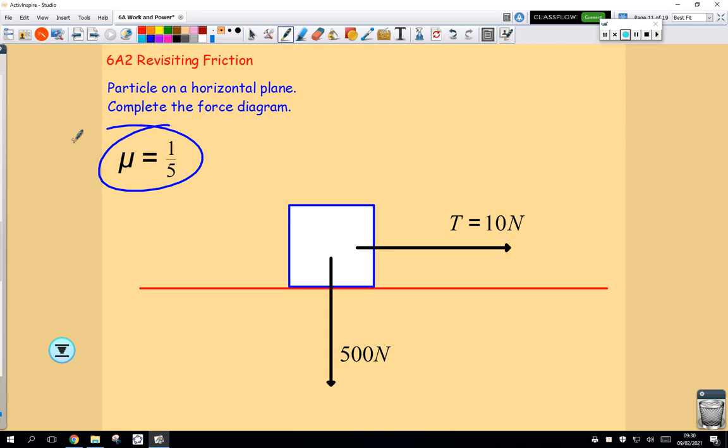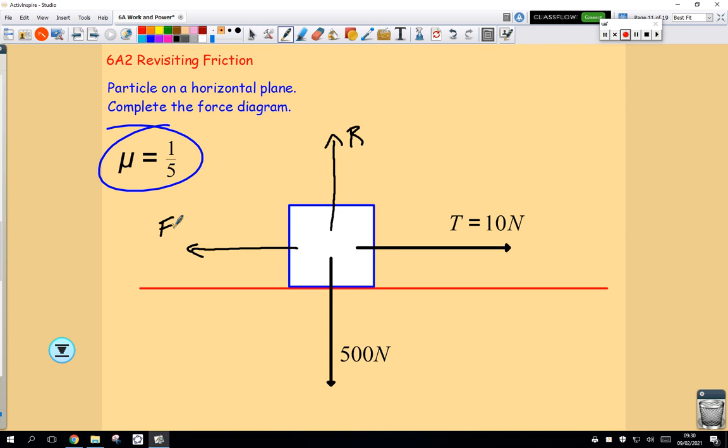Notice I'm given a coefficient of friction, so I can see it's a rough plane, so there's going to be some kind of friction. Let me put in force vector arrows for the other two forces, so we're going to have some force acting up. Anytime two objects are in contact, there's a contact force. This is called the normal reaction, which is R in this case. We'll come back to that in a moment. And then there's going to be some friction force, which I'm just going to give the letter F to.